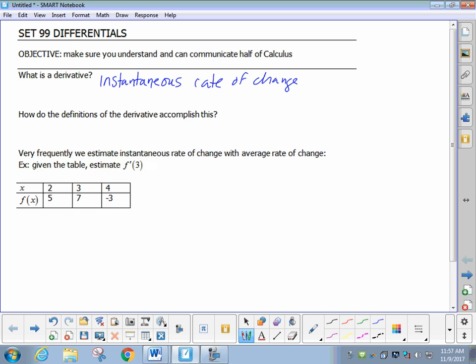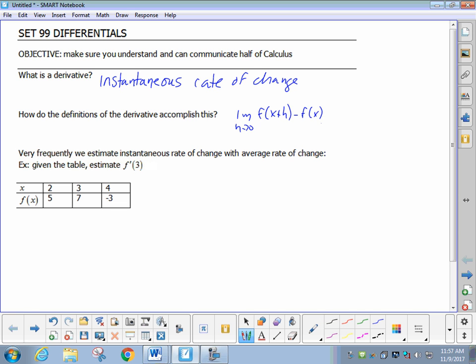I suppose if we were referring to a graph, you would also say it is the... Tangent slope, yes, or slope at a point. All right. Now, all the definitions of the derivative accomplish that instantaneous rate of change in some fashion. How does it work? Let's look at the original definition of the derivative.